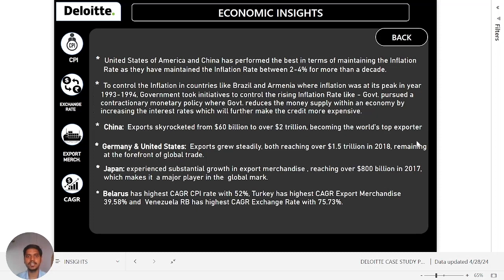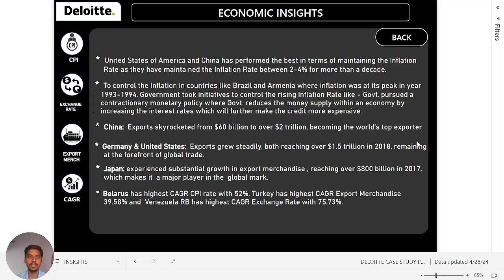United States of America and China have performed the best in terms of maintaining the inflation rate, as they have maintained the inflation rate between 2 to 4% for more than a decade. Also, to control the inflation in countries like Brazil and Armenia, where inflation was at its peak in the year 1993 to 1994, the government took initiatives to control the rising inflation rate. The government pursued contrary monetary policies, reducing the money supply in the economy by increasing the interest rate, which further makes credit more expensive.